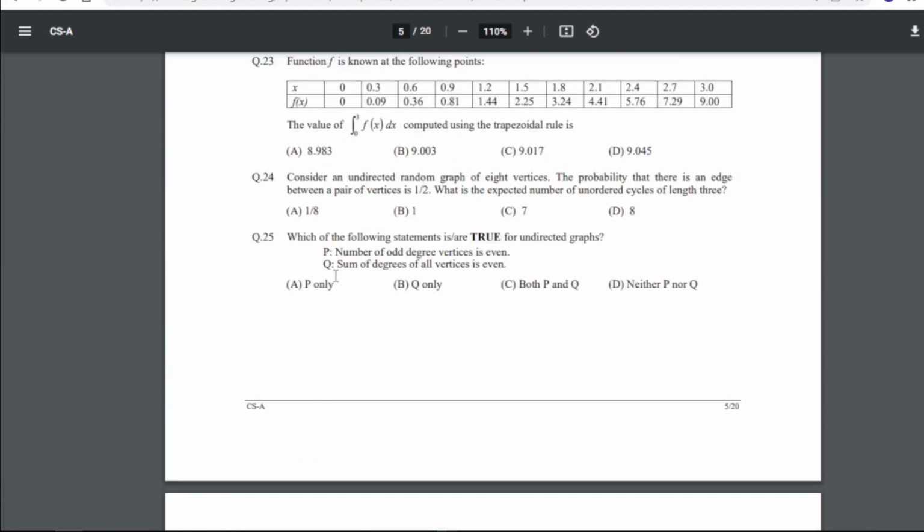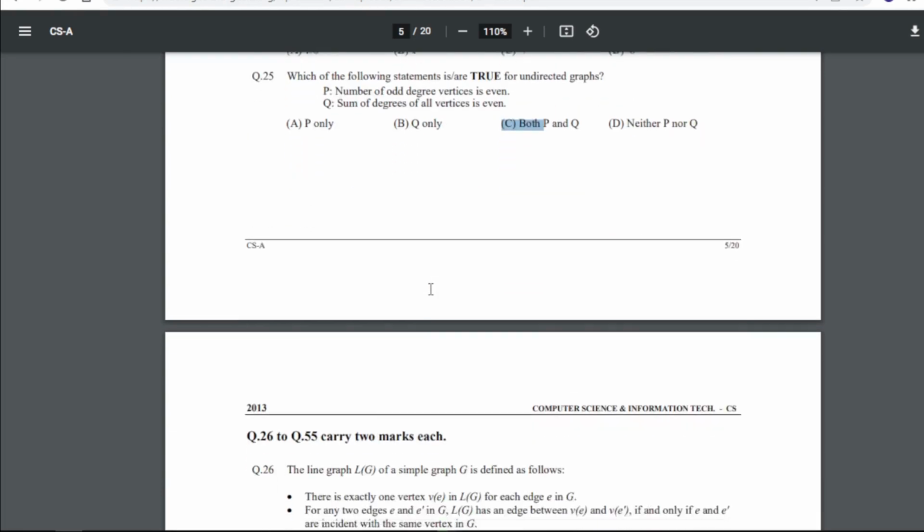Next is 25th, which of the following statements is true for an undirected graph? So here it is asking for the true one. If you read P and Q, P is the number of odd degree vertices is even, and Q is the sum of degree of all vertices is even. So for 25th our answer is C, both P and Q are true, that is, the number of odd degree vertices is even and the sum of degree of all vertices is even.